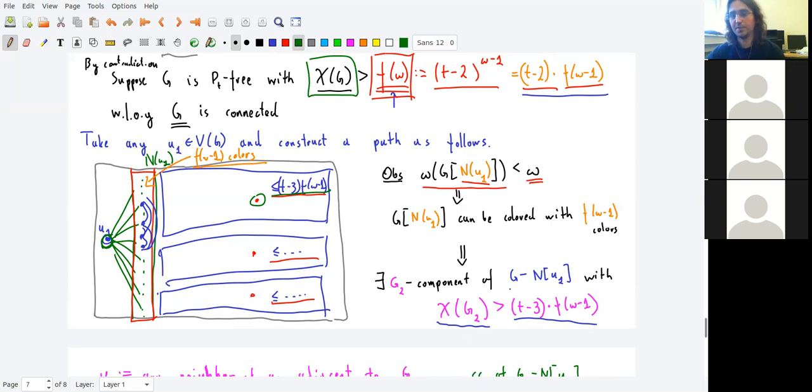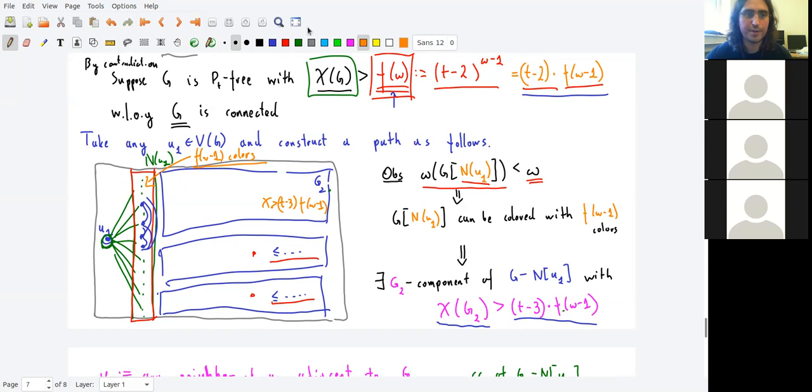Yeah, because this is t minus 3 times f of omega minus 1 plus this f of omega minus 1 colors for the neighborhood. So this means that if my chi of the whole graph was large, there must be some connected component, call it G2, that still has a large chromatic number, where the chi is larger than t minus 3 times f of omega minus 1.